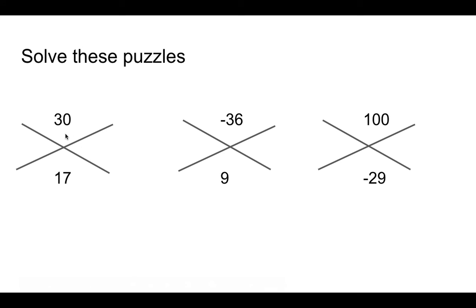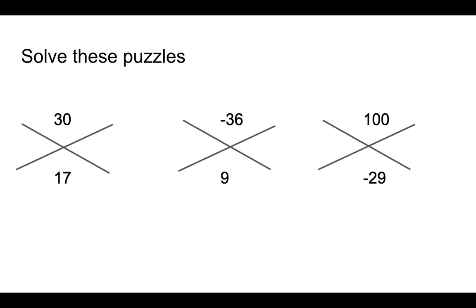What are two numbers that multiply to give 30 and add to give 17? Here you're going to figure out what are two numbers that multiply to give negative 36 and add to give positive 9. And on the bottom, two numbers that multiply to get 100 and add to negative 29. So pause the video here and try these out and see if you can get the solutions.